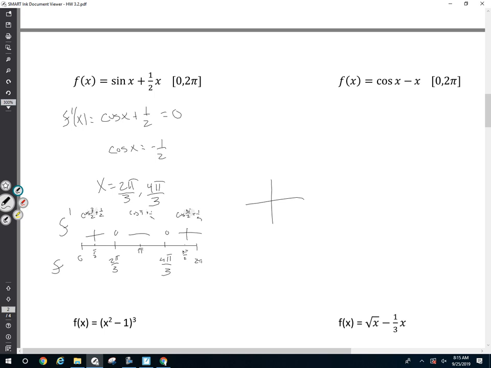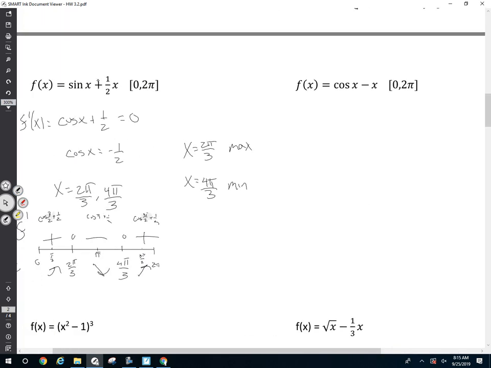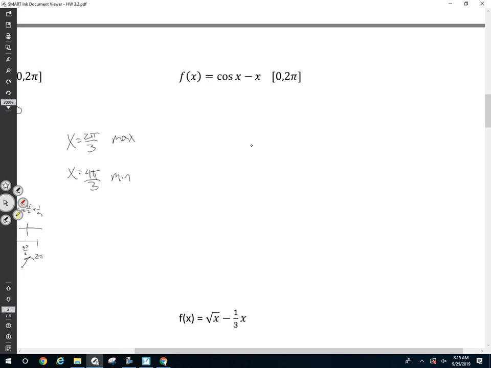So F is going to be going up, then down, then up. So x equals 2 pi over 3 is a max. X equals 4 pi over 3 is a min. Okay? If we did not get this one, did not understand it, you should try this one by yourself. Because we need to be comfortable doing this. Making sure we keep track of signs for derivatives.